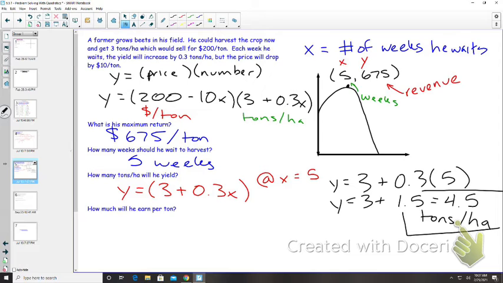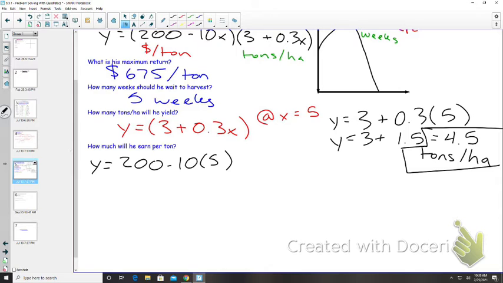Okay, so our yield is 4.5 tons per hectare, and how much will he earn per ton? So now we're concerned with this right here. Okay, so y is equal, and we're still going to substitute at x equals 5. Okay, so 200 minus 10 times 5. So 190 times 5 is 590, 680, 770, 860, 950.